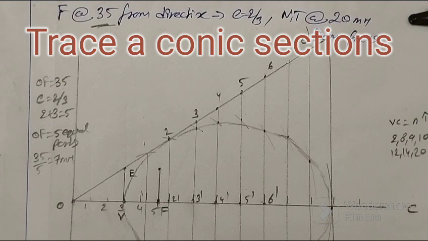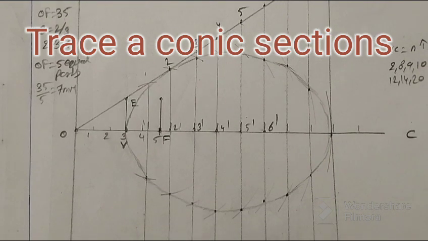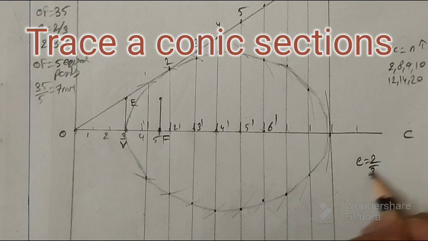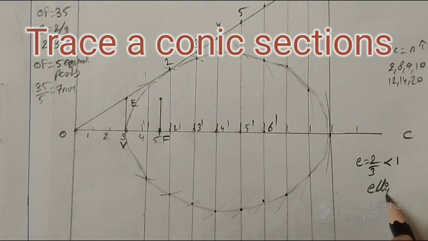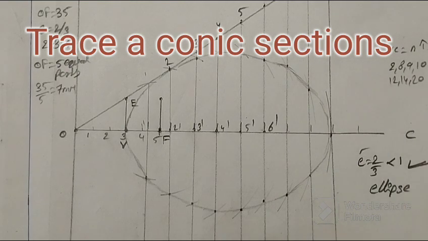Okay, now we got our required conic, that is an ellipse. Since E is 2/3, which is less than 1, we got an ellipse. Please go back to my previous video and check the importance of E. Our problem is not done now.